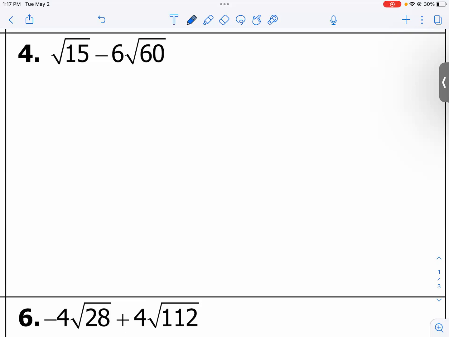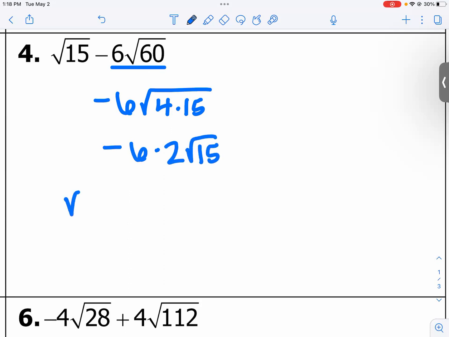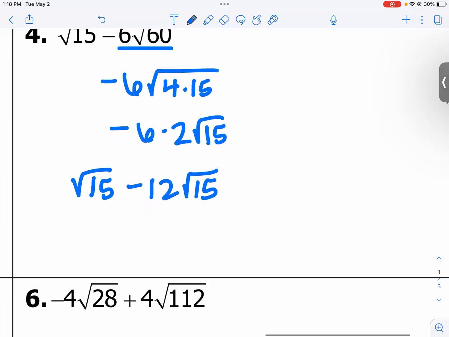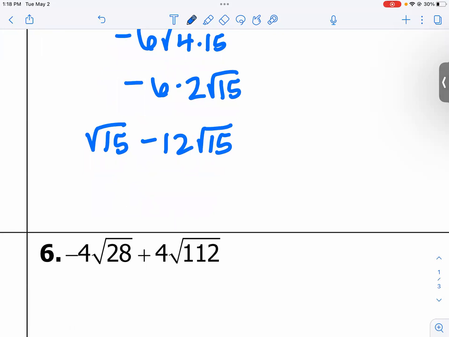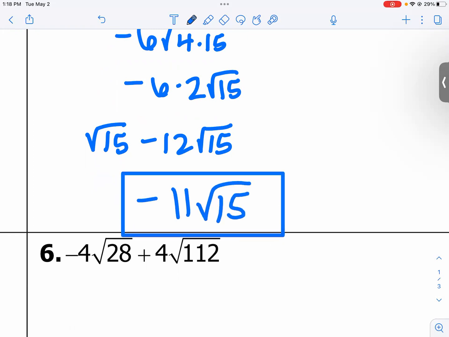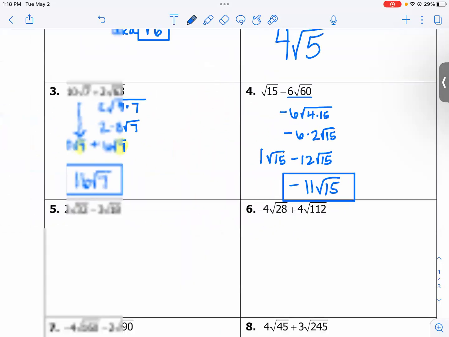Okay, eyes up here. Is the square root of 15 reduced? Okay, the square root of 15 is reduced. So we need to fix this right here. So minus 6 radical, instead of 60, we can write 4 times 15. So this becomes minus 6 times 2 radical 15. So we have radical 15 minus 12 radical 15, which Colin is what? Right. What does it equal? Negative 11. Okay, good. Wait, negative 11, because this is like 1 minus 12. Oh, yeah.